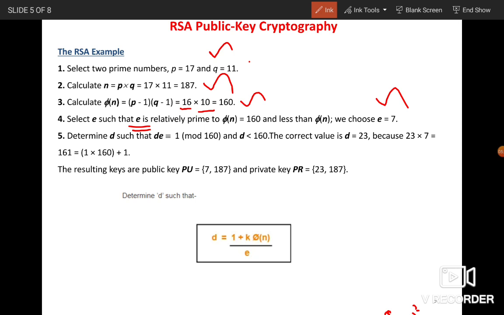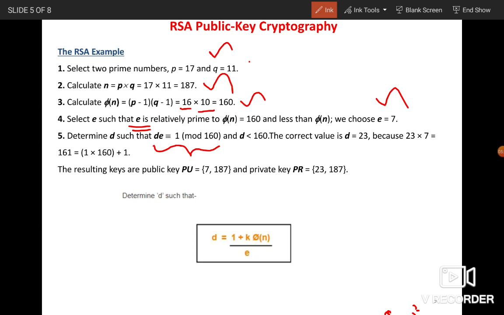Then you have to calculate d. The calculation of d involves the formula d·e is congruent to 1 modulus phi of n. Here the phi of n value is 160. So we have to find out the value of d.